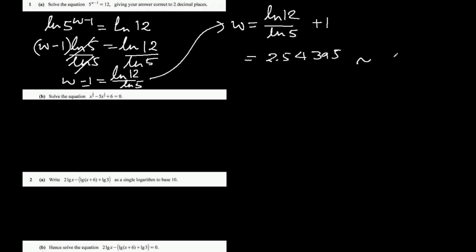So let's complete it here. W equals, this minus 1 will be shifted to the right side, so we'll get natural log of 12 over natural log of 5 plus 1. Just use your calculator and you'll get your answer. What I got is 2.54395, which we can round off to 2.54.